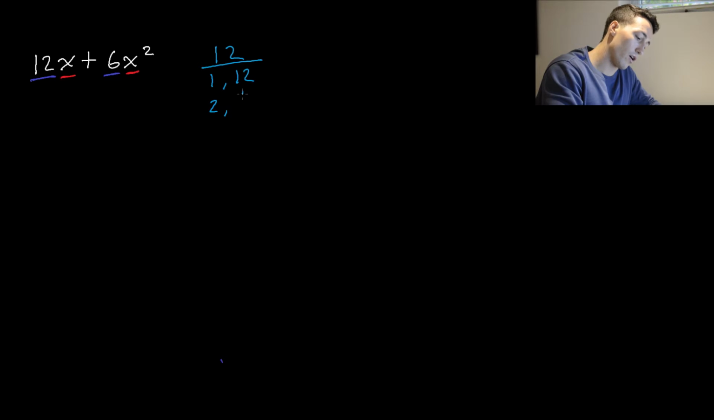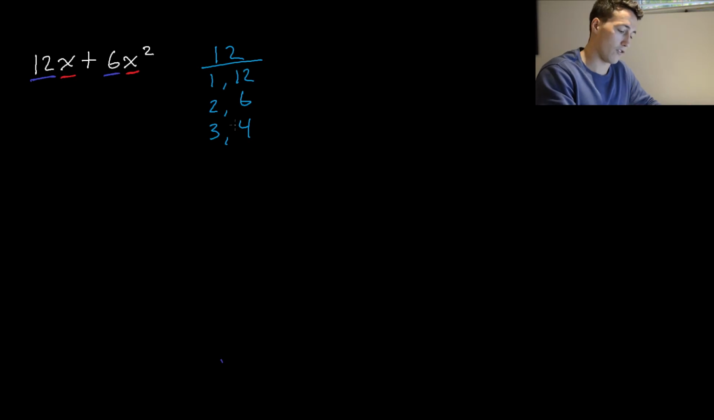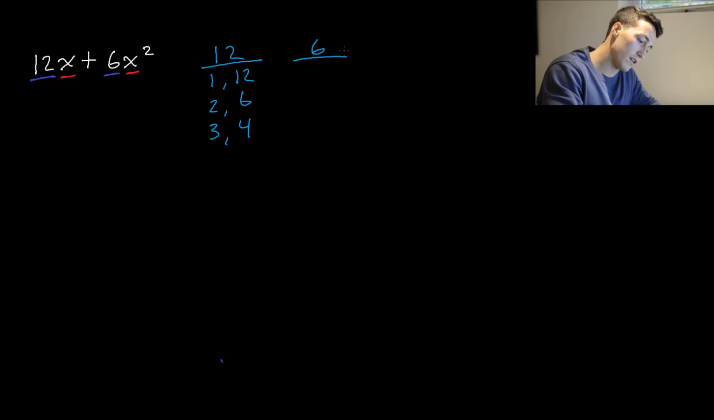So if we were to do a quick aside, the factors of 12 would be 1 and 12, then 2 and 6, and then 3 and 4. And we could switch the orders around, of course, but these are all the factors of 12. And we could also do it for 6. And this is just for the coefficients. So 6 would be 1 and 6, and then 2 and 3.